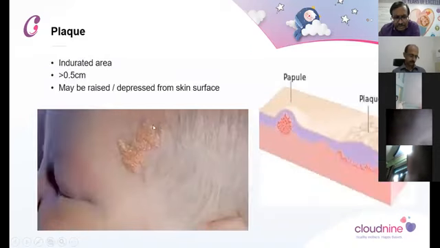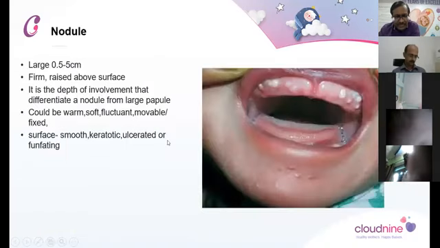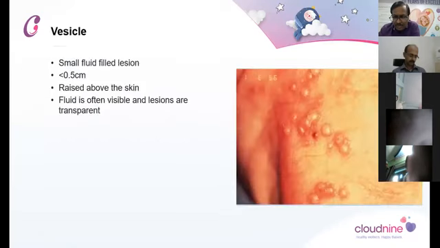Next we have plaque, that is an indurated area. It is usually more than 0.5 centimeter, which may be raised or depressed from the skin surface. These are the nodules. Nodule is usually large, 0.5 to 5 centimeter, which is firm, raised above the surface. And these are the vesicles. You can see here. That is a small fluid-filled lesion, usually less than 0.5 centimeter, which is raised above the skin. Fluid is often visible and lesions are transparent.